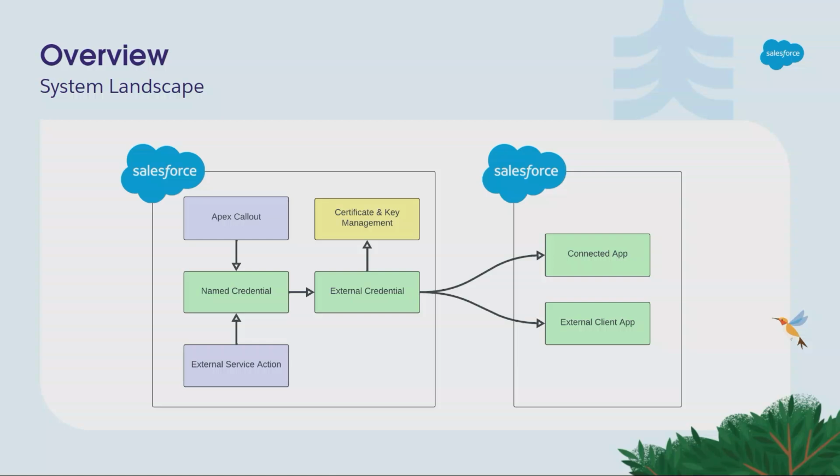That named credential relies on an external credential. That external credential is then going to make the authentication handshake with either a connected app or external client app, depending on which one you want to use, external client app being the newer of the two, right, to that org. And then the external credential relies on certificate and key management. We're going to get into more in that in a little bit.